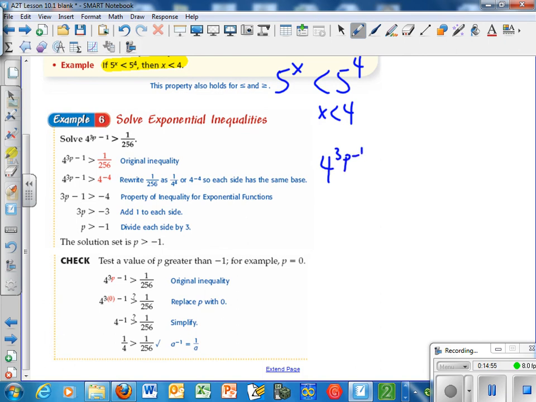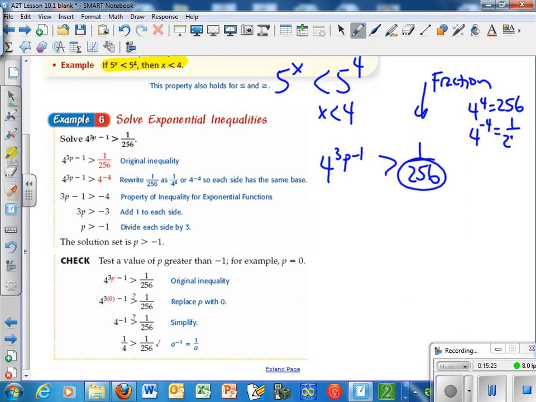4 to the 3p minus 1 is greater than 1 over 256. Now, just a little hint: when that starts out as a fraction, we're going to write with the same base. What you want to check for is that number on the bottom. 256 is 4 to the 4th power. But because it's 1 over 256, 4 to the negative 4th power is 1 over 256. So I'm going to write this as 4 to the negative 4th. Remember, 4 to the negative 4th would be 1 over 4 to the 4th, and 4 to the 4th is 256, so that equals that. And we have this, 4 to the 3p minus 1 is greater than that.